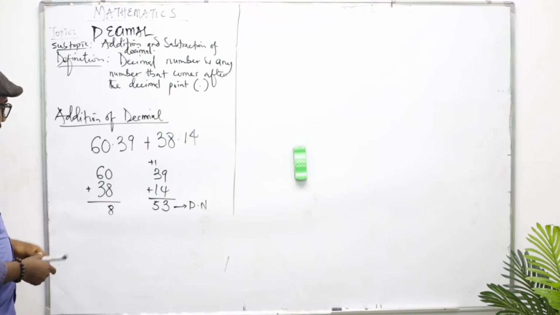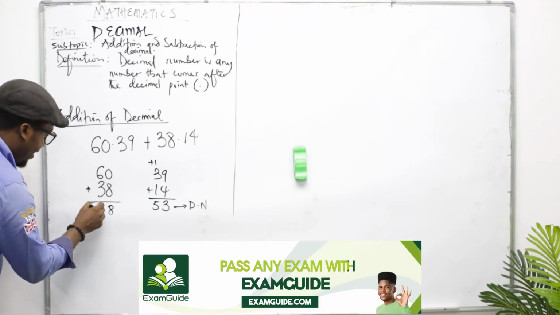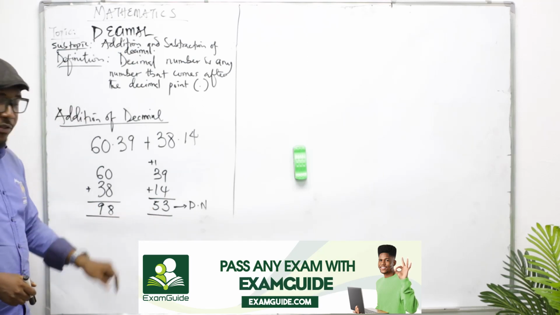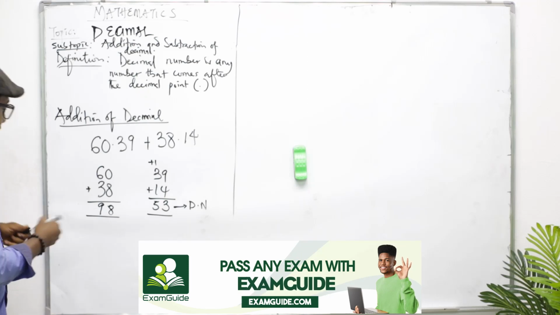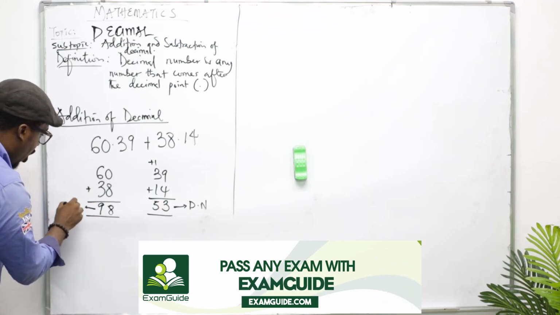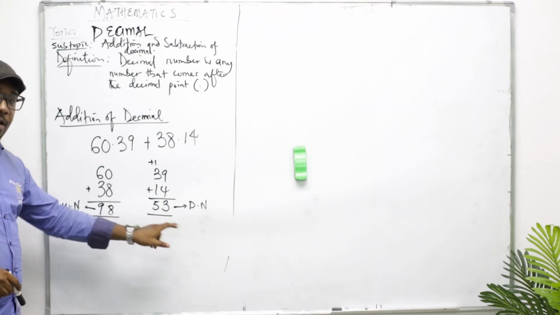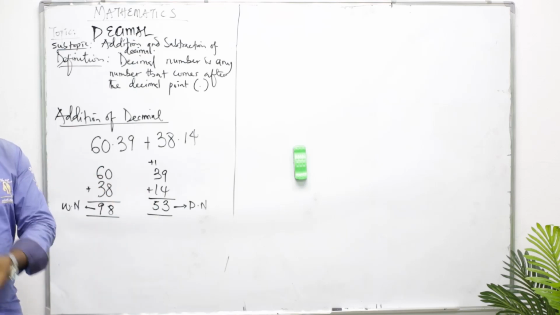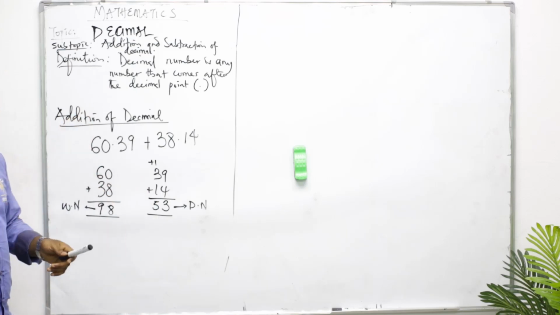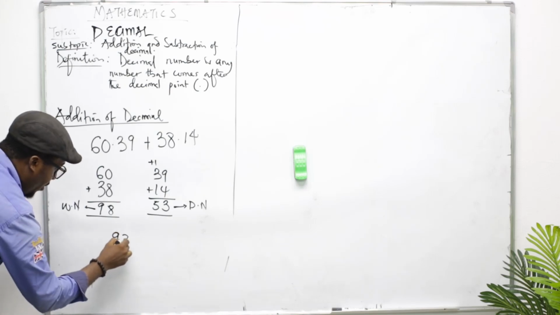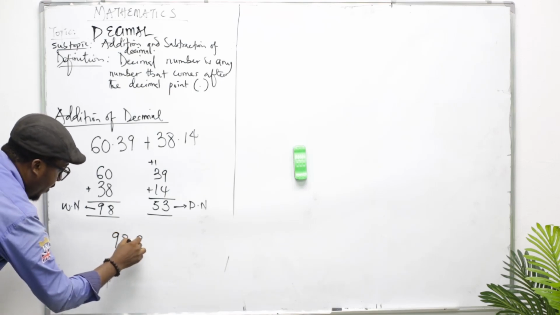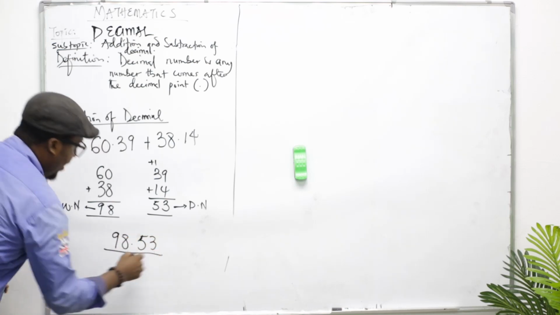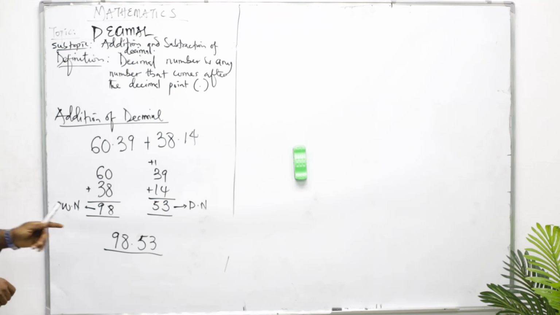So 0 plus 8 is 8. 6 plus 3 is 9. Thus, we have 98 and we have 53. But we know that 98 is our whole number and 53 is our decimal number. The only thing that differentiates a whole number from a decimal number is our decimal point. We've established that. Therefore, your answer will become 98.53. Pardon me. 98.53 is your final answer.